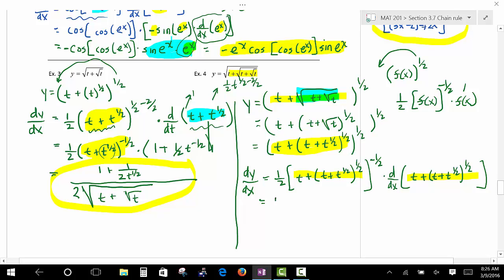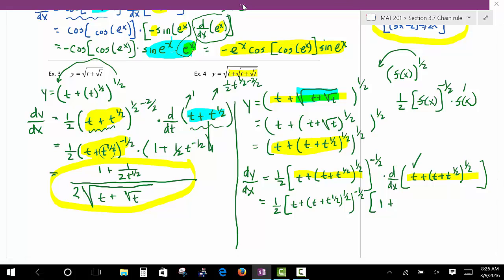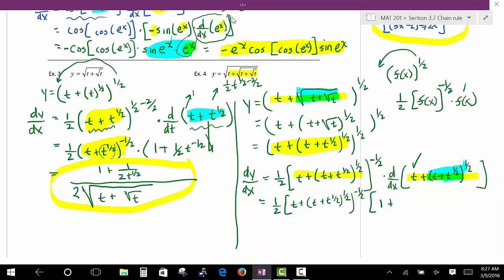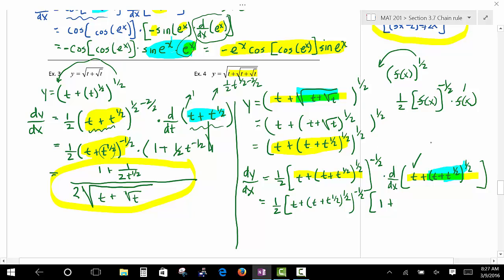Okay, so now we go on from here. We have 1/2 of t plus t to the 1/2 to the 1/2 to the negative 1/2. Okay, then this derivative right here, let's do this. What's the derivative of t? 1. Okay. Now, how are you going to handle the derivative of the next part? I try to highlight. That might kind of help you focus on what I'm doing. How are you going to differentiate what I just highlighted? Chain rule again. Good. Okay, so you're going to do a chain rule on that.